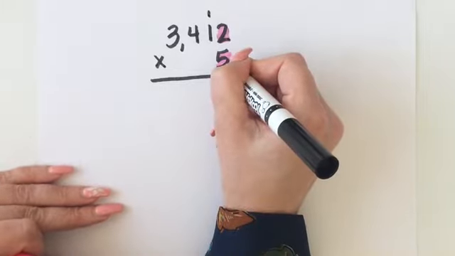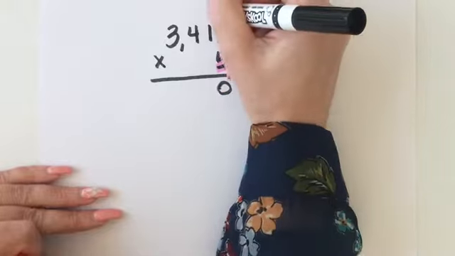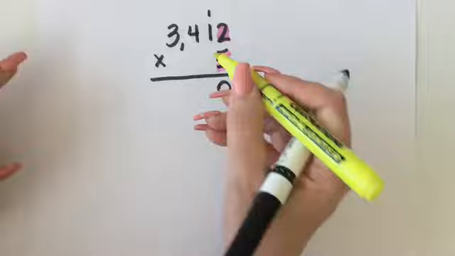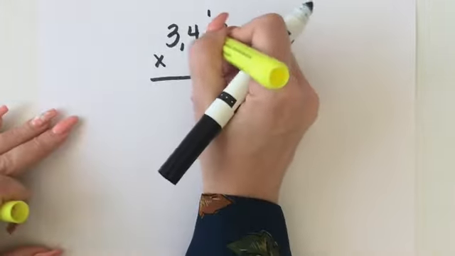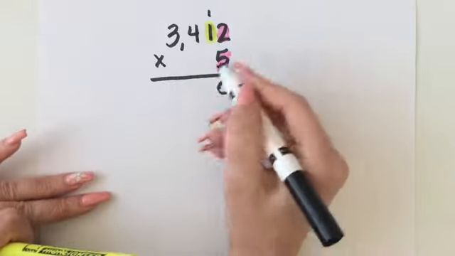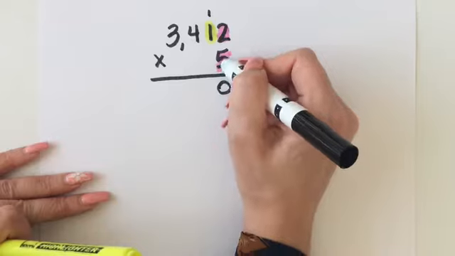So you can see that I multiplied 5 times 2, which was 10. I had to regroup this 1. Now I'm multiplying 5 times 1. This is in the tens place, so it makes sense that we would be in the tens place here, because this value is going to be worth tens.